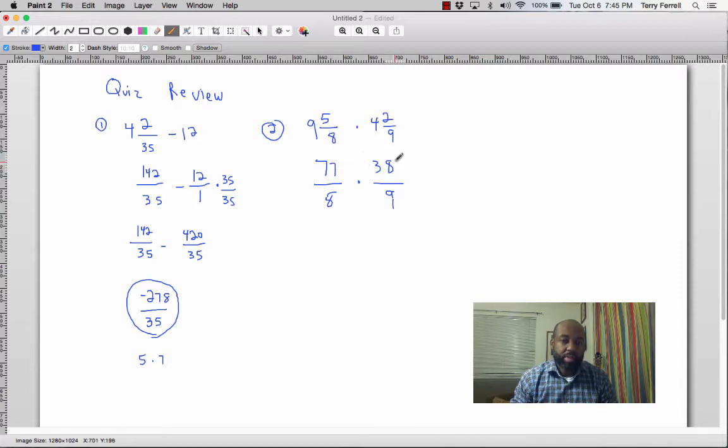And now you just go top times top, a ridiculously large number, bottom times bottom. I get 2,926 over 72. Some of y'all stopped there because it looked too large. Thought you made a mistake, but same principle. Now I need to reduce this. Just keep dividing it by 2 until you can't divide it anymore. And your final answer will be 1463 over 36. Done. As an improper fraction.